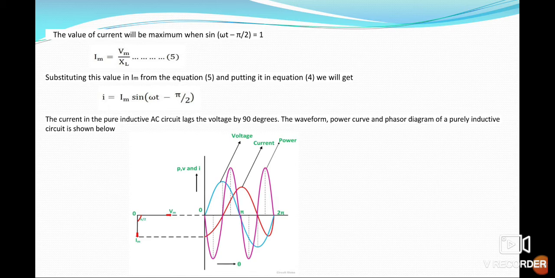So, the current in the pure AC inductive circuit lags behind the voltage by an angle of 90 degrees. The waveform, power curve and phasor diagram of a purely inductive circuit is shown below.